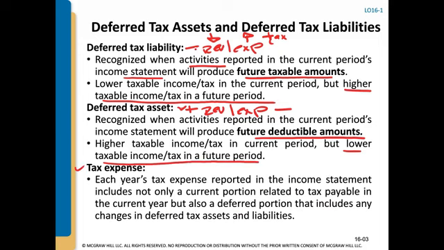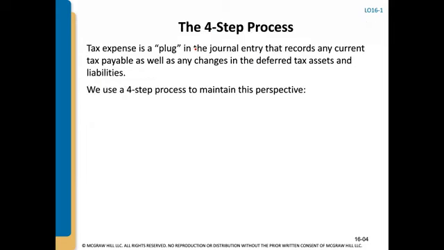And when we record the deferred tax asset and deferred tax liability and the current tax payable, the account that makes that journal entry balance is going to go to income tax expense, which lands on your income statement. So the income tax expense is really a plug in the journal entry when you record the tax payable and the changes in the deferred tax assets and liabilities. And we use a 4-step process to do this for income tax accounting.